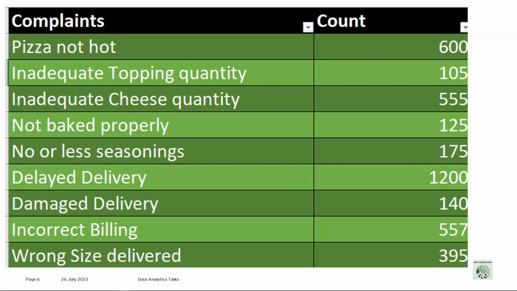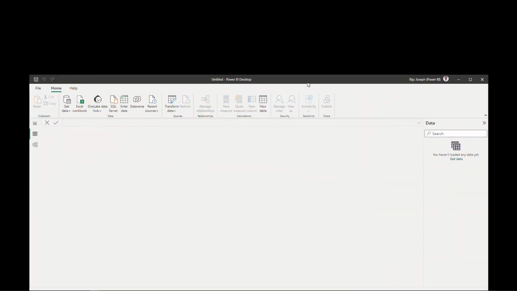1200 complaints received on delayed delivery, incorrect billing, and wrong size delivery. So this is a summary of the complaints that we have received and gathered from the feedback system. So we will use this data as the input to our Pareto chart. Now let's go to our Power BI and try to load this data into Power BI.